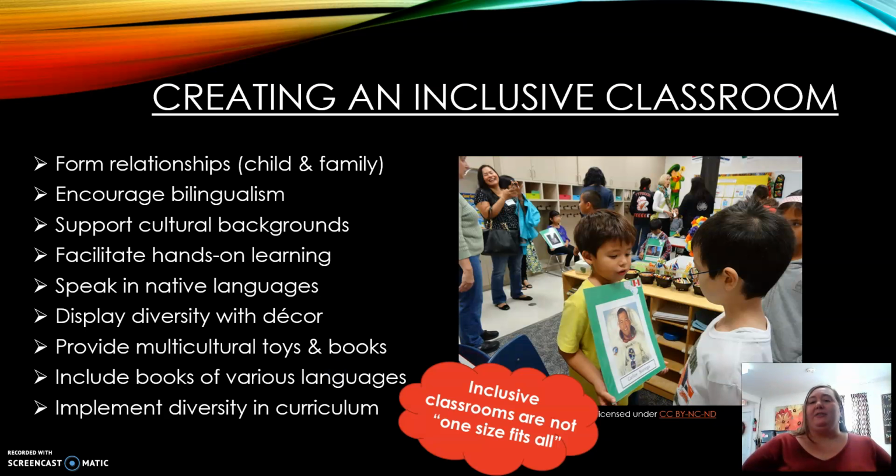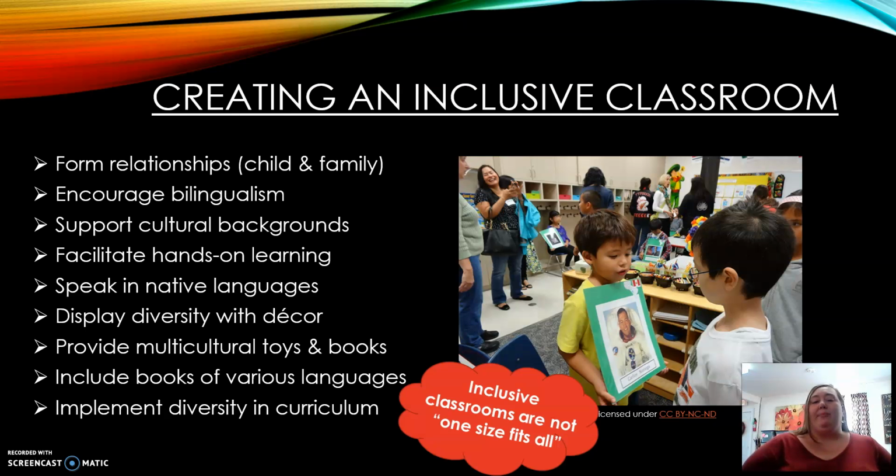How to create an inclusive classroom. In an inclusive classroom, as well as any classroom, one of the most important things that we can do is form a relationship and a bond with not only the children, but their families. Forming this relationship can let the children and the families know that you are there to love, care, and support them, and that they are in a safe environment.